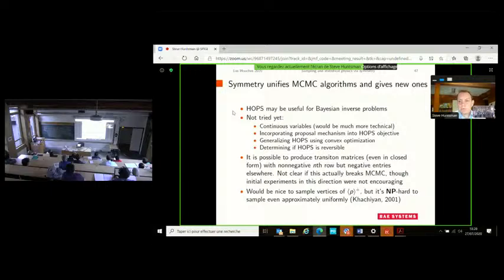So as I mentioned, it's possible to build transition matrices where the nth row is well behaved, but there's negative entries elsewhere. And it's not clear to me that this actually breaks an MCMC algorithm, right? The sample paths shouldn't really care what happens for those other rows. But as I said, I did some experiments and they weren't encouraging. But I'm not sure why they weren't encouraging.